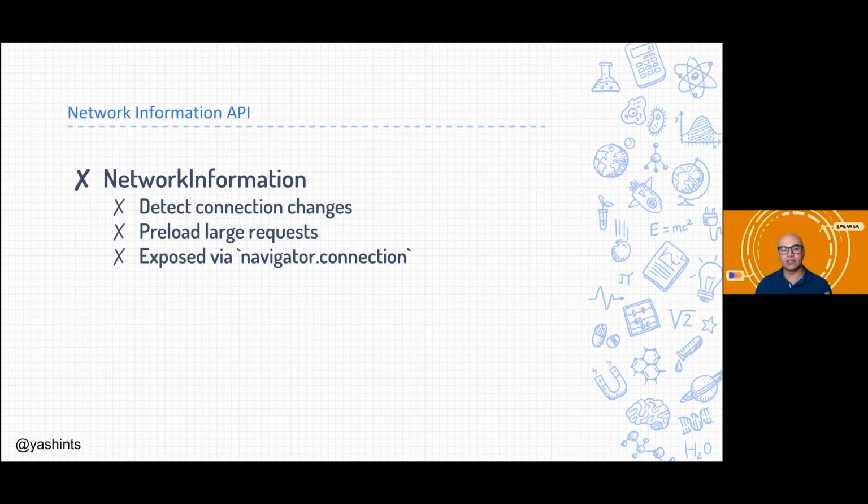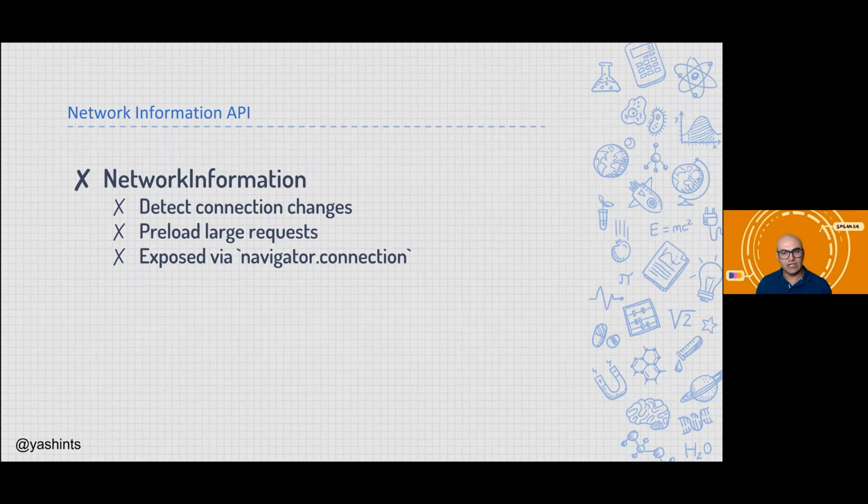Let's say a user is using a mobile, they're on a 4G network, and they go on a train and they go in a tunnel, and now suddenly they're on a 3G or even a 2G network. This API allows you to be aware of those changes and adapt to those changes.